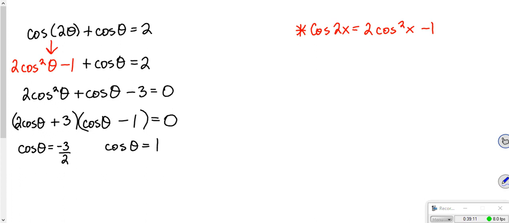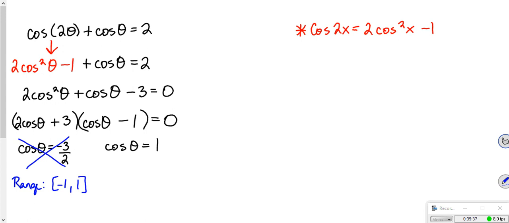Now, cosine theta equals negative 3/2 can't occur. Why? Because if you remember the range of our sine and cosine function, it goes from negative 1 to 1. So it can't get to negative 3/2. If you put in the arc cosine of negative 3/2 in your calculator, you get a big fat error. So can't happen. So that one's out.